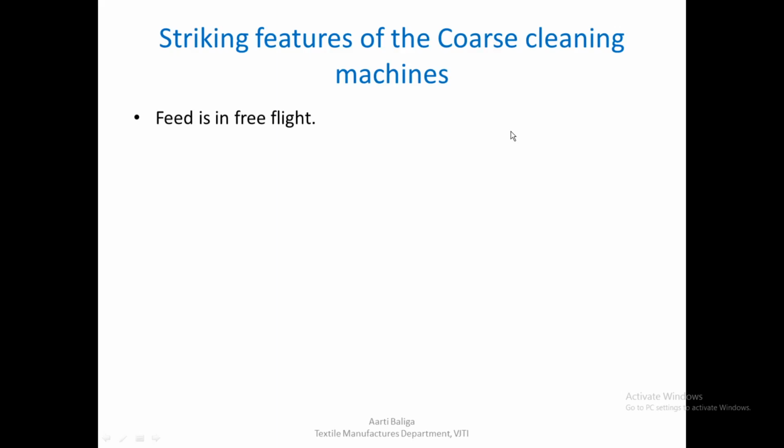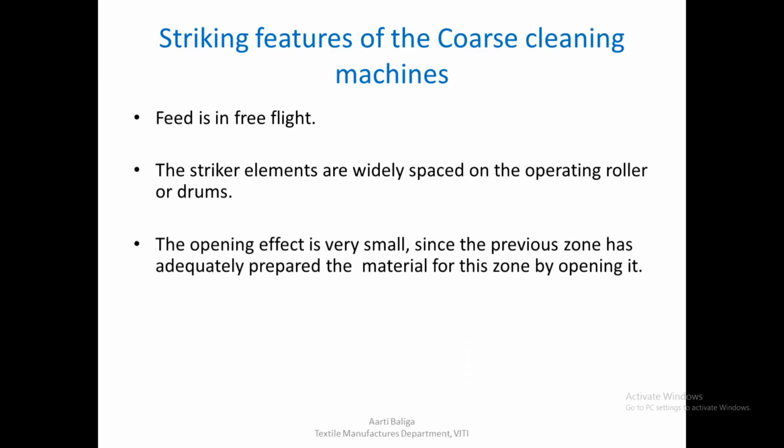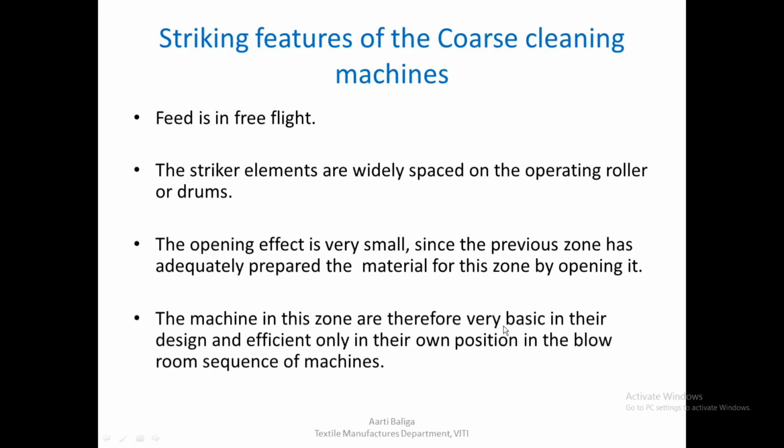The striking features of the coarse cleaning machines are that the feed is in free flight, and the striker elements are widely spaced on the operating rollers or drums. The opening effect is very small since the previous zone has adequately prepared the material by opening it. So opening has already happened. These machines will not have elements that help in opening much, but are more focused towards cleaning. The machines in this zone are therefore very basic in their design and efficient only in their own position in the blow room sequence of machines.